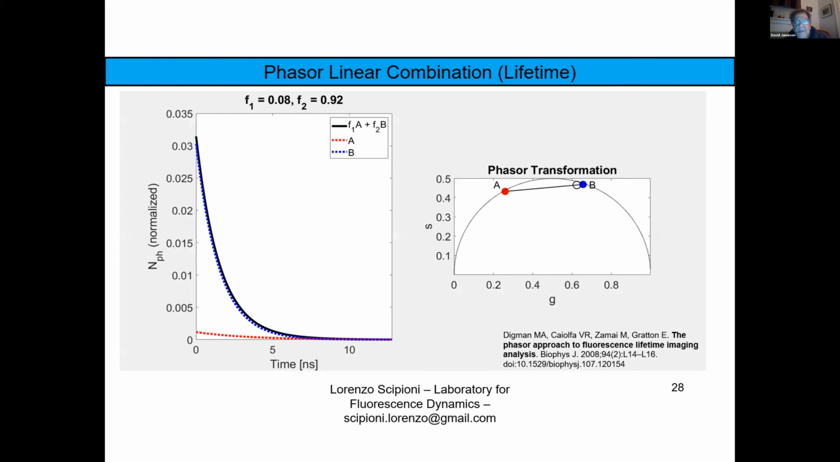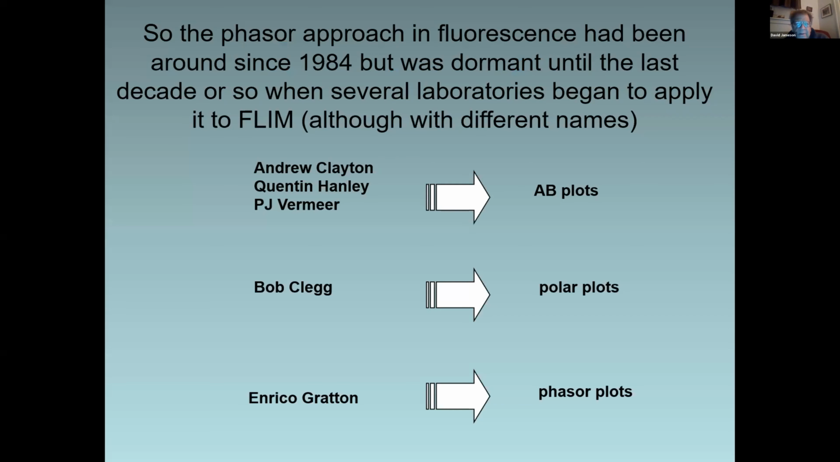Now, here's a nice program by Lorenzo, which I like a lot. On the left, you start with one lifetime in blue, and then you start adding in another component. And on the right, you see where the little spot on the phasor diagram moves to. Look at the beginning, it starts all in the blue, and then as you're adding in the other shorter component, it moves over to the left. So it's a nice way to just visualize how these go. I thank Lorenzo for that nice diagram.